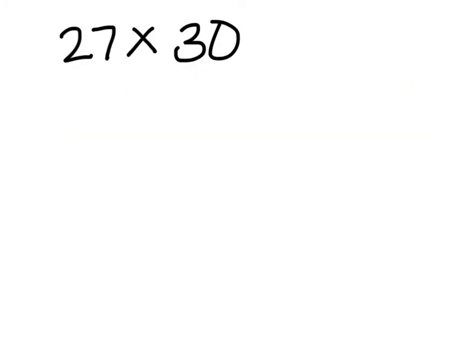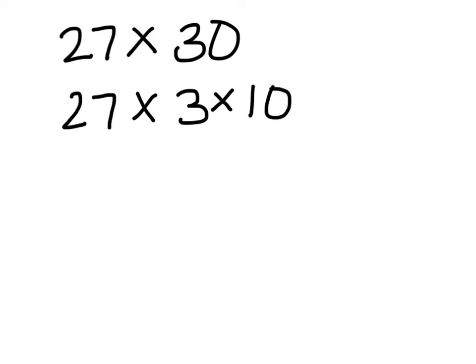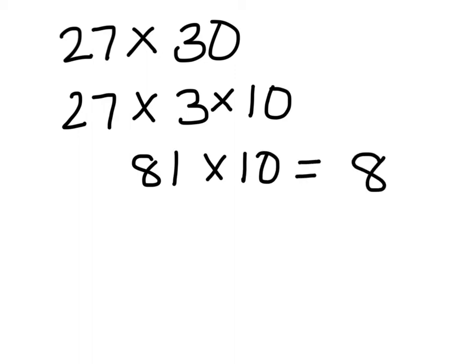Let's try another example. 27 times 30. We can think of 30 as being equivalent to 3 tens, or 3 times 10. So we can take 27 times 3 times 10. 27 times 3 is 81, times 10 will give us an answer of 810. Multiplying 27 times 30 is the same as multiplying 27 times 3 times 10.